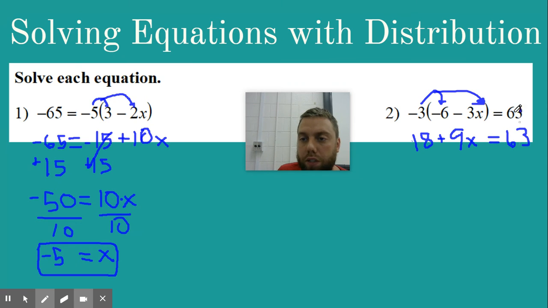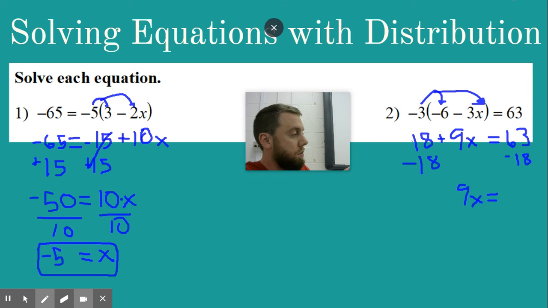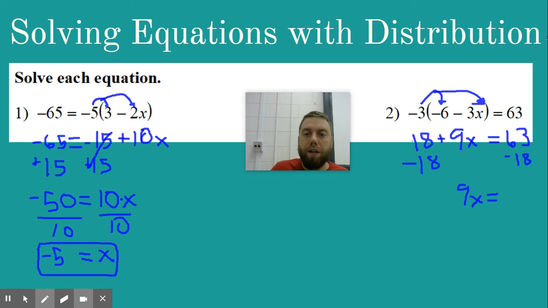We haven't touched the other side of the equation, so we just bring it down. Now we can solve for our variable by subtracting 18, giving us 9x equals, and now I can pick up my calculator, 63 minus 18, which is 45. I'm going to write that down. Okay, notice I'm still keeping track. I'm writing everything down. I'm not trying to do the whole thing in the calculator.